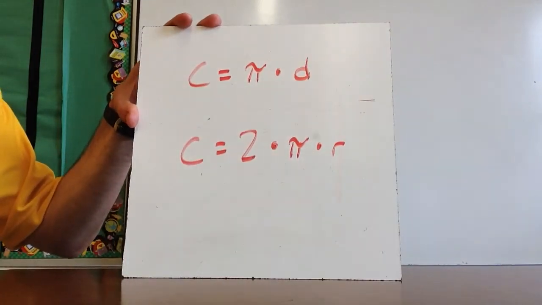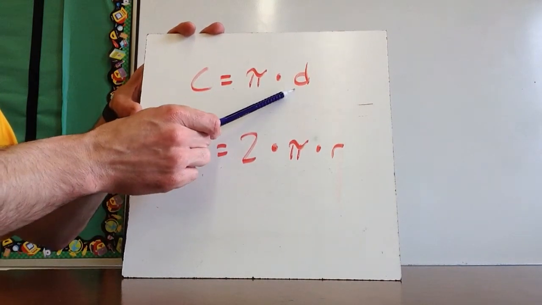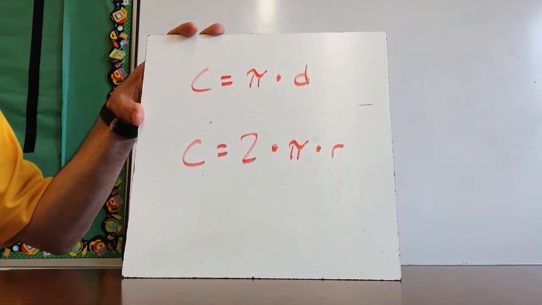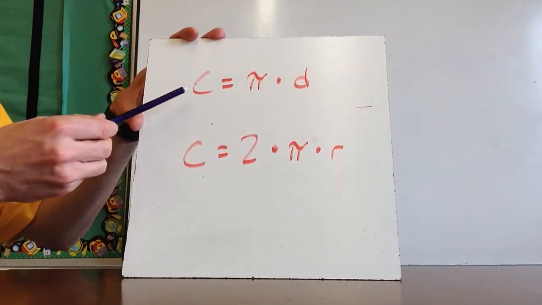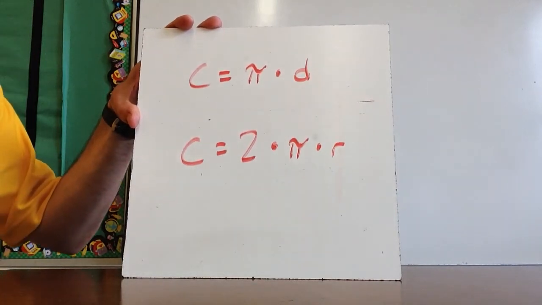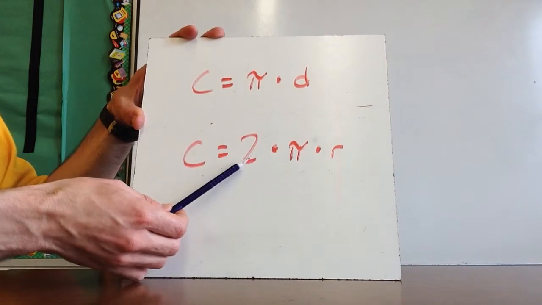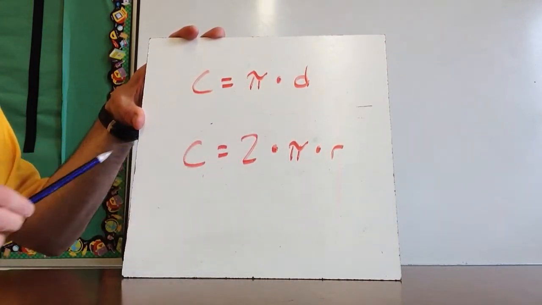And hopefully a lot of you are seeing that they're actually the exact same formula because the diameter is the same as 2 times the radius, right? So the radius is half of the diameter. So if I take the radius and multiply by 2, you'd have the diameter. So basically, depending on which value you're given, if you're given the radius, you need to multiply times 2 and then times pi. If you're given the diameter, you just multiply times pi.